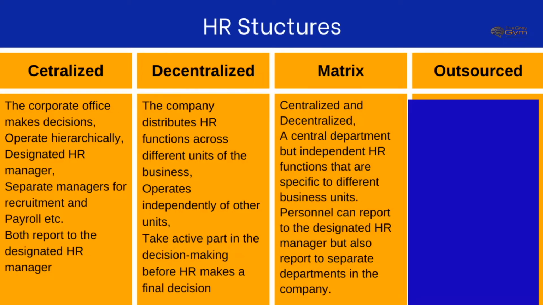What is matrix HR structure? Well, a matrix structure combines the centralized and decentralized structure with a centralized department but independent HR functions that are specific to different business units. In this structure, personnel can report to the designated HR manager but also report to separate departments of the company.